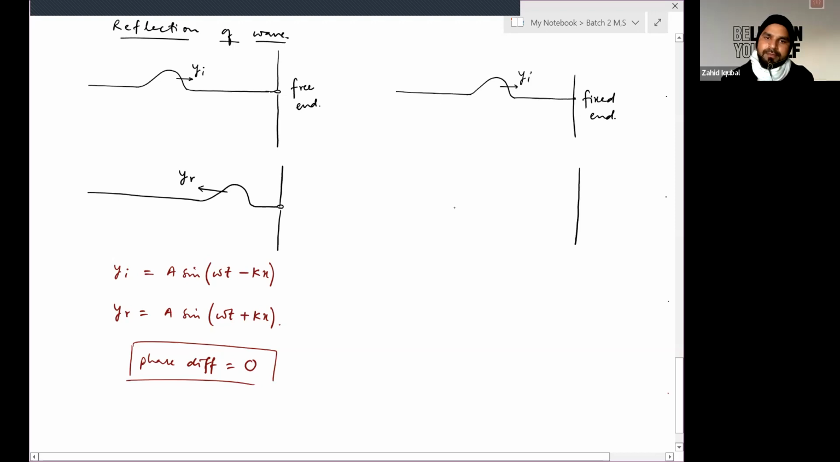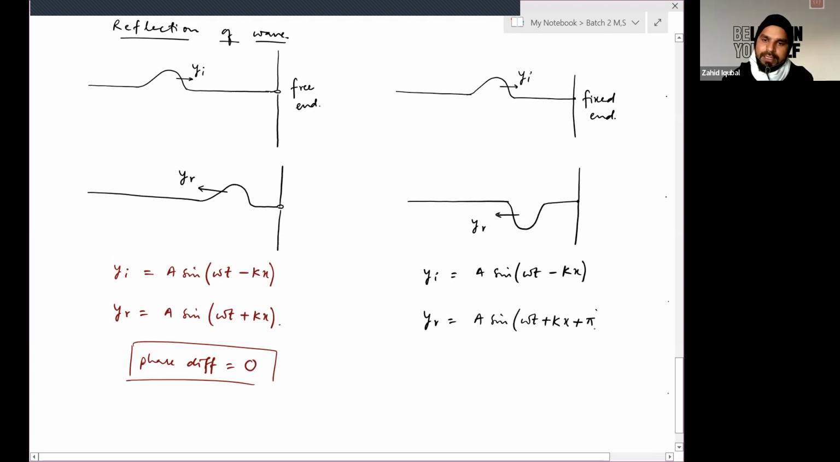So on reflection, the direction of pulse gets reversed like this. In this part, the incident wave is a times sine omega t minus kx. It is going towards the positive x-axis, and the reflected wave is in the opposite direction, so they differ in phase by pi. So it may be written as a times sine omega t plus kx due to its direction, plus pi due to its phase difference. It may also be written as a times sine omega t plus kx.